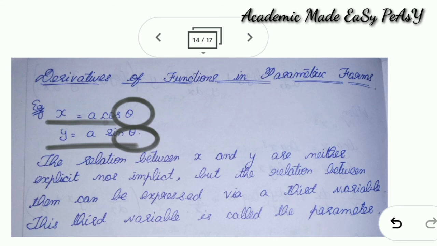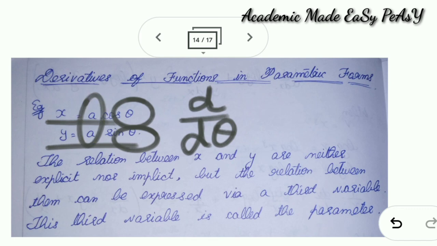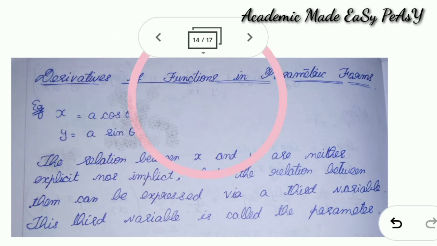Till now we were writing it as d by dx, no? So what we will be doing is d by d theta, because theta is the only thing common here, and a is some constant. So let me give you all an example in order to make you clear. x is equal to a cos theta, and y is equal to a sin theta. Now I have to find dy by dx.